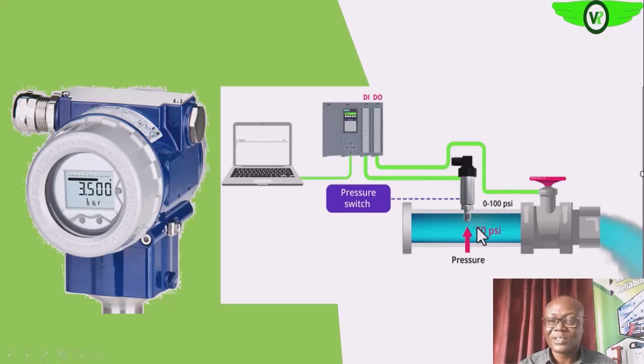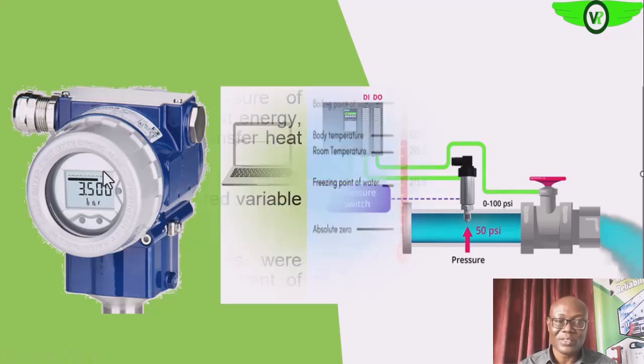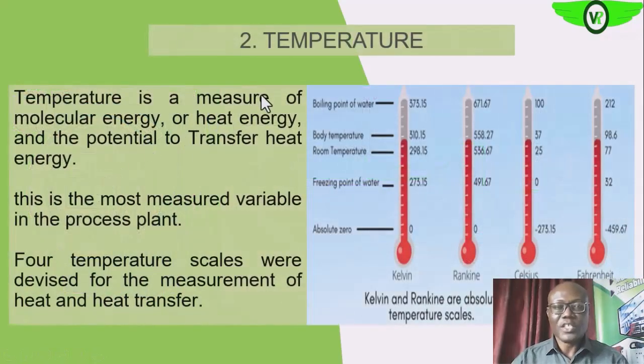Are we getting it? So this is a pressure switch. Pressure builds up to a stage. The switch is energized, okay, and then the valve is meant to open up. So this is a transmitter as you are seeing on your screen. Okay. So the next process variable that we'll be looking at now is temperature.